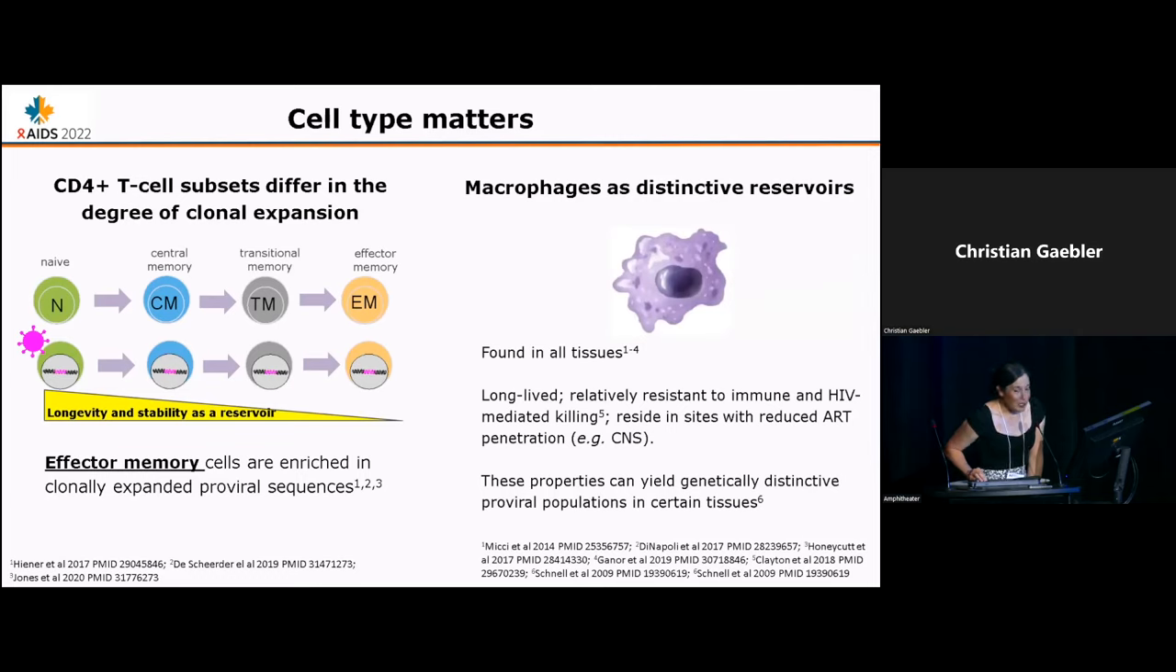I also wanted to touch upon another cell type that's important, macrophages. These might be distinctive reservoirs of HIV. These cells are found in all tissues. They are long-lived. They're relatively resistant to killing by both HIV and the immune system. And they happen to reside in sites with reduced ART penetration, like the brain. These properties could yield genetically distinctive proviral populations in certain tissues.